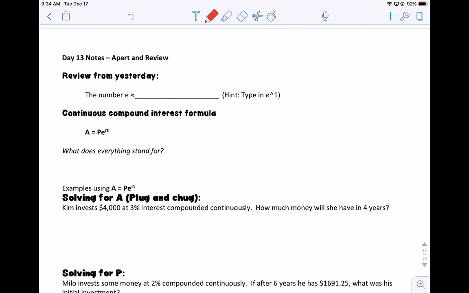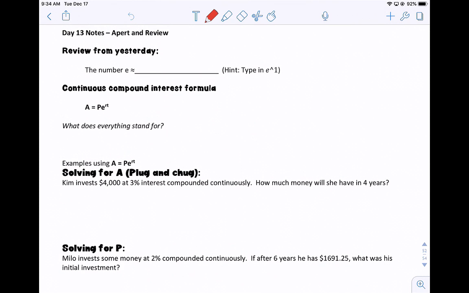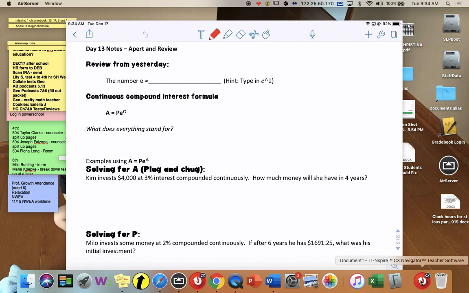In day 13, we're going to look at Apert, and we're going to review some of the ideas from that and from previous sections in this chapter. All right, so review from yesterday, we learned about this number E, and if you don't know what E is, you can find it by typing it into your calculator.